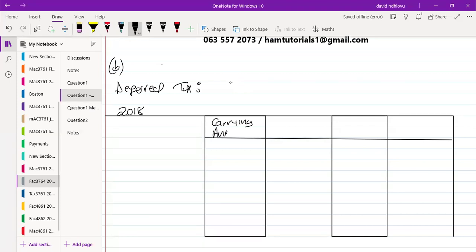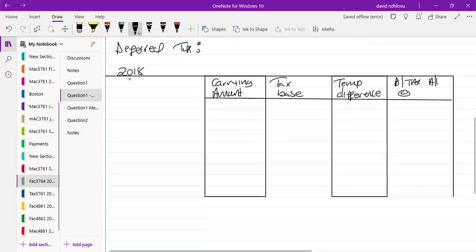So they will say carrying amount, and then you have your tax base. Then you have your temporary difference. So you need to know which items give you temporary differences. And then you have your deferred tax, asset or liability, at the tax rate. You must be careful. Sometimes the tax rate changes between years. So don't rush to write the tax rate. You must check the question first before writing any tax rate.